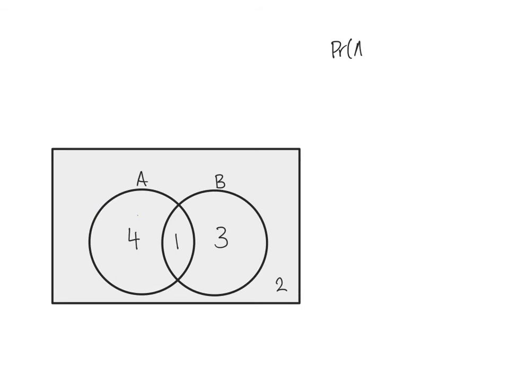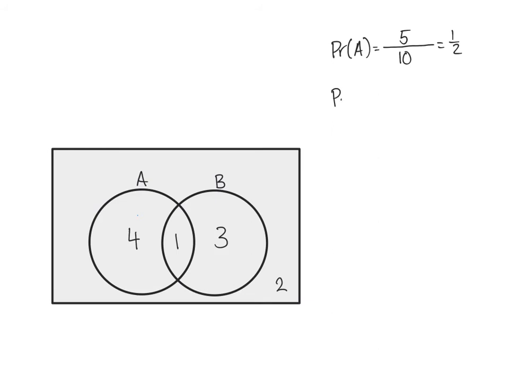So the probability of event A happening. The total number of outcomes all up, if we add all of these numbers, is 10. But the ones that we're interested in, anything that meets the condition of being event A, there are 5 of them. So we can simplify that fraction to 1 over 2.